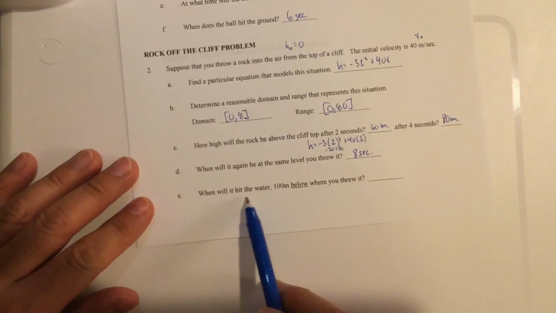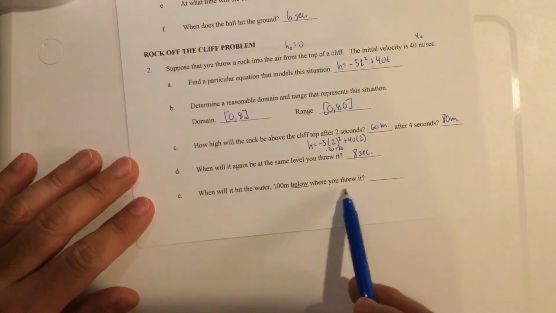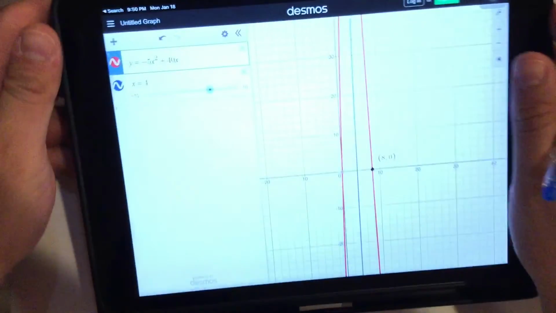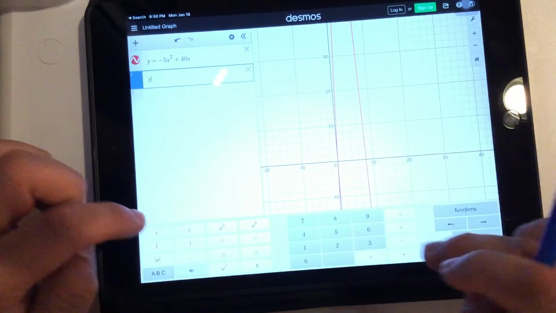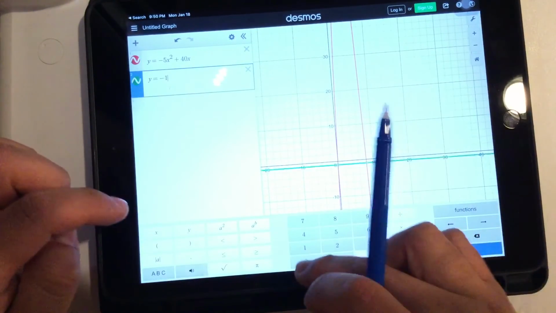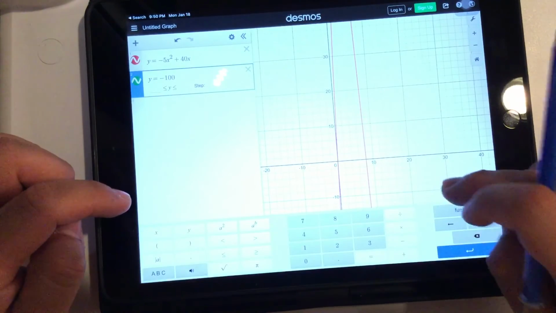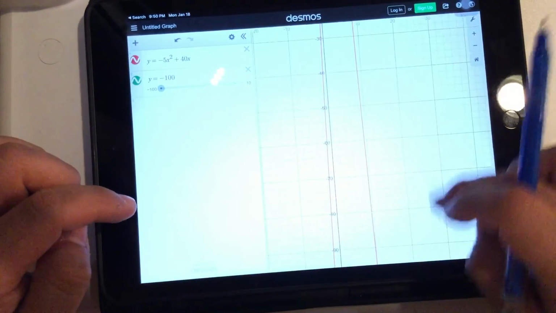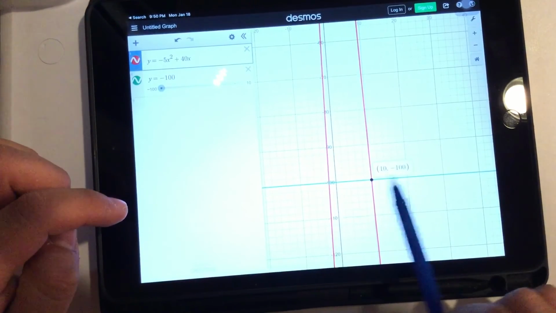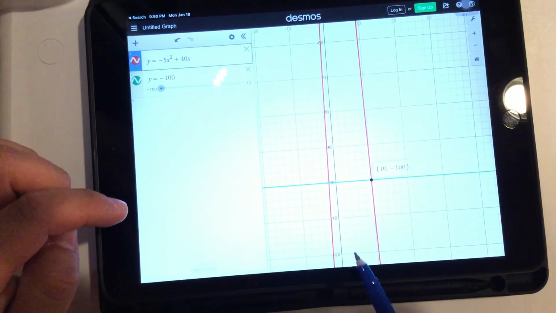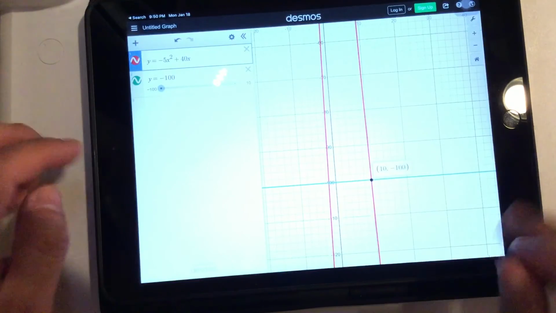Now, when will it hit the water 100 meters below where you threw it? Okay, so this is a little bit different. They're giving us a height, so we're going to do y equals negative 100. So I'm not going to actually have to scroll down here. So bam, right there, and we see it takes 10 seconds to reach negative 100 meters below us, so 10 seconds.